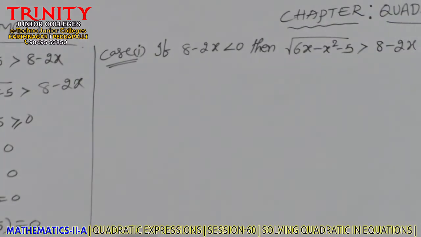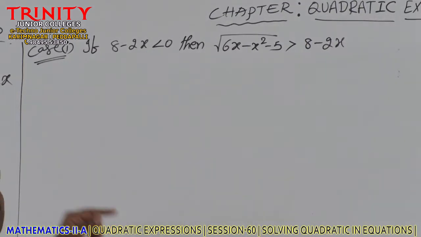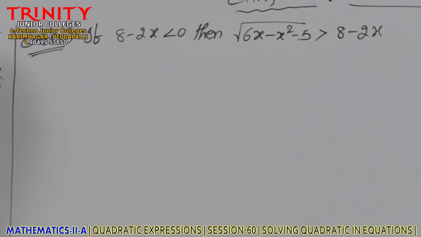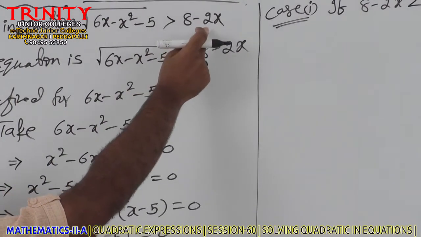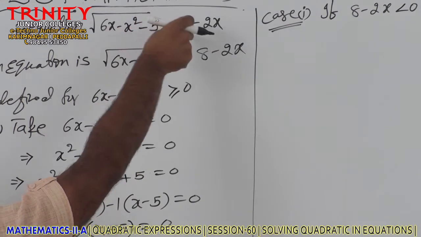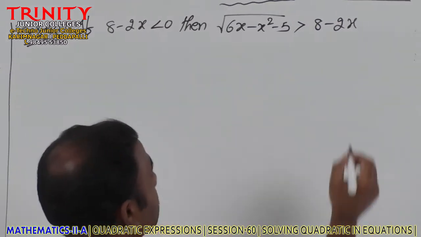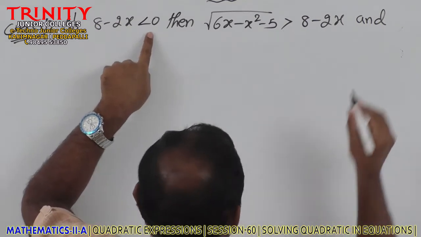Did you understand this? 8 − 2x, I am assuming it is less than 0. Then is √(6x − x² − 5) greater than this value or not? We are assuming this is less than 0, meaning its value is negative. This one we considered is always greater than or equal to 0. We consider this is less than 0, therefore it is negative and this is positive. Therefore, positive is greater than the negative. That's why it is greater than 8 − 2x, and 8 − 2x is less than 0.